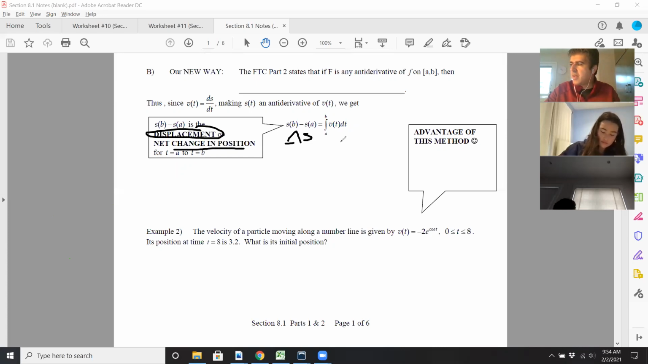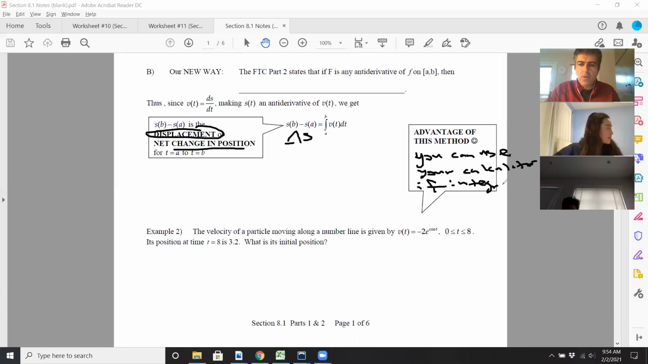The advantage of this method is that you can use your calculator, or some other techniques. If you want to major in engineering, you'll have to use more sophisticated mathematical programs like Mathematica. They do integrals for you. So you can use your calculator or some program if the integral can't be done by hand. That's why this is advantageous, doing it in this fashion for part B.